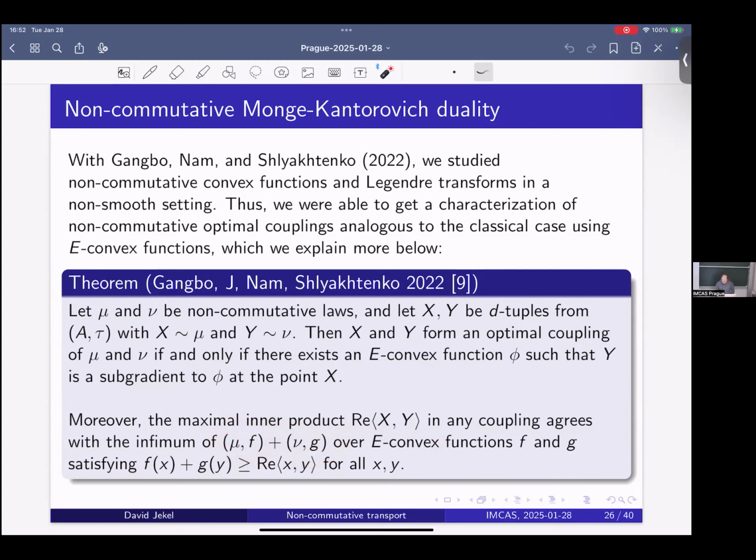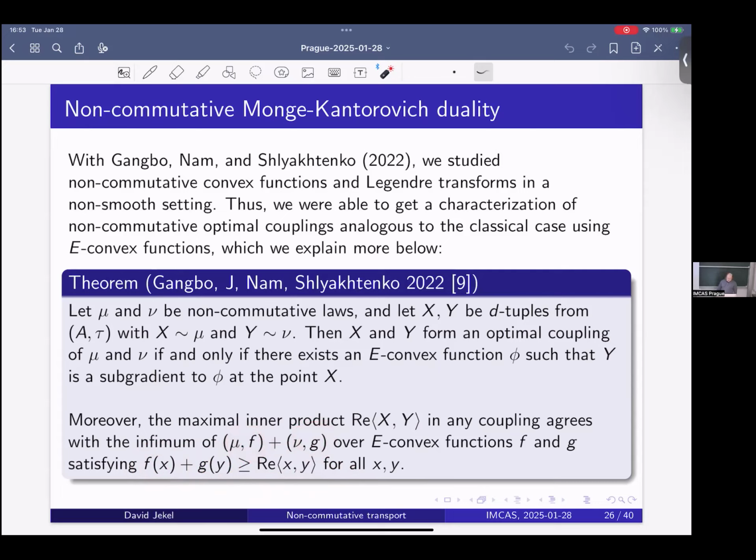But you optimize over all pairs of functions that satisfy such an inequality here. And so if this function satisfies such an inequality, then it will be clear just from this that whatever the value of the function, paired with that non-commutative law, it always has to be greater than or equal to the inner product of the things in the coupling. Right? And so there's one direction of this inequality which is clear, and the other one that you have to work to prove, like you have to build the correct f and g that will do this.